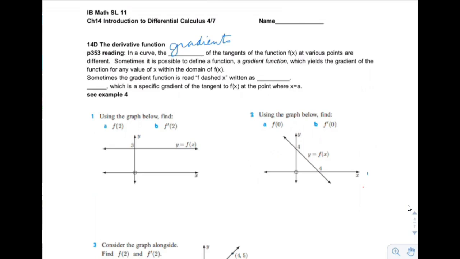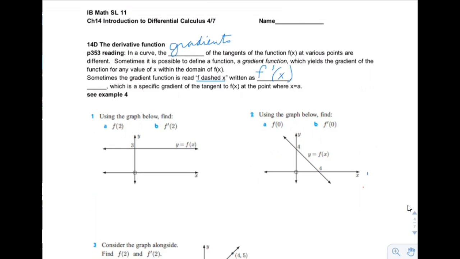Sometimes it's possible to define a function, a gradient function, which yields the gradient of the function for any value of x within the domain of f of x. So it's possible to have an equation which gives you the gradient at any point on the function. So it's a function of a function. Sometimes the gradient function is read f dashed x and is written as f prime x.